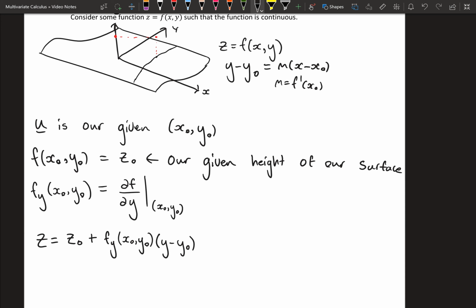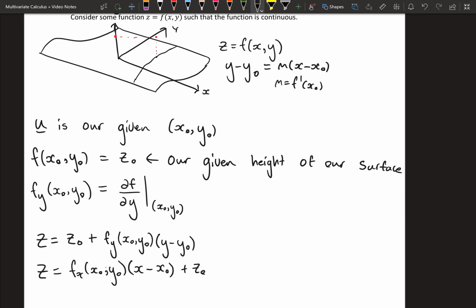And if we know that that is the situation for the y direction, does that mean it is the same for the x direction? The answer is yes. So we can go ahead and make another tangent line in the x direction, and we get f_x(x naught, y naught) multiplied by x take away x naught, and that is our difference, plus the height.